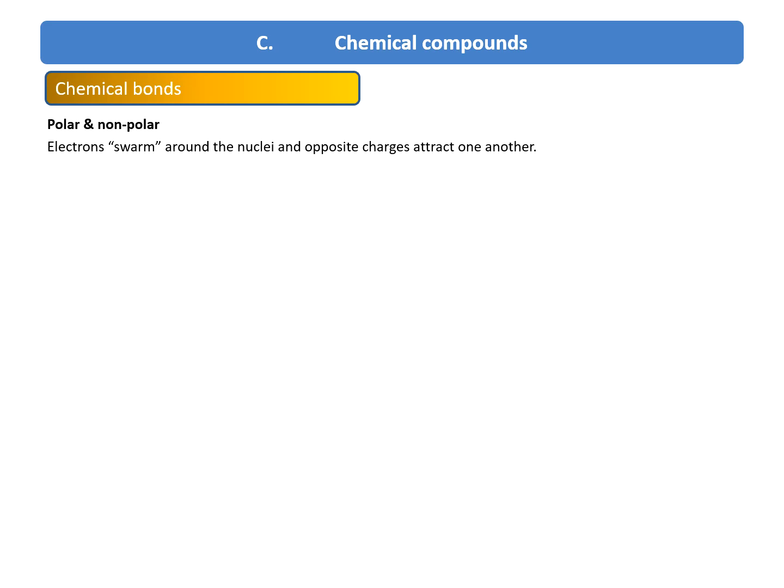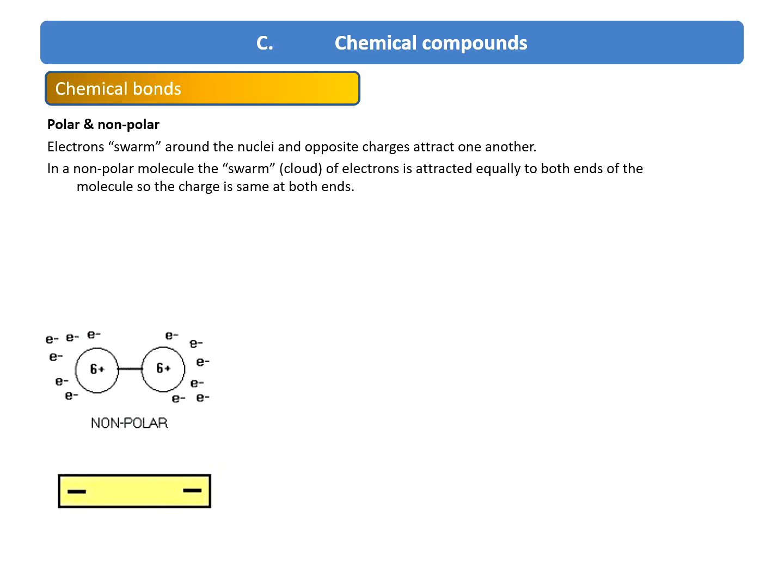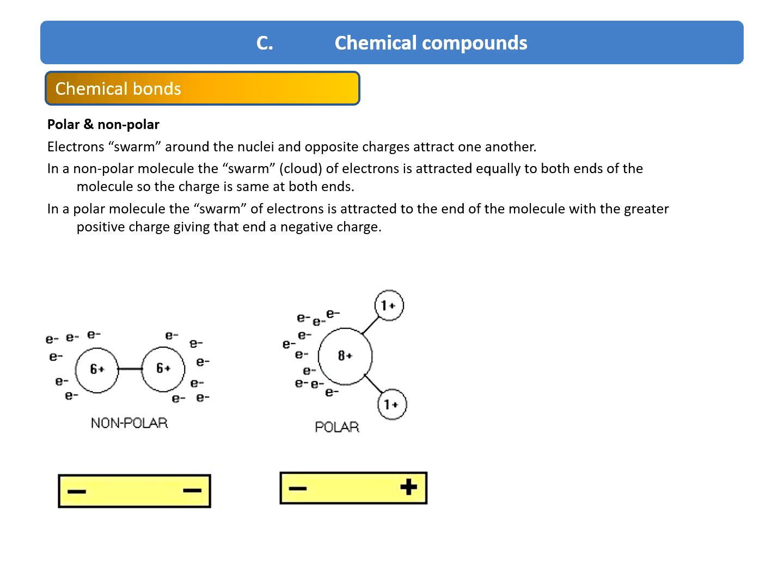Electrons swarm around the nucleus, and opposite charges attract one another. In a nonpolar molecule, the swarm or cloud of electrons is attracted equally to both ends of the molecule, so the charge is the same at both ends. In a polar molecule, the swarm of electrons is attracted to the end of the molecule with the greater positive charge, giving that end an overall negative charge.